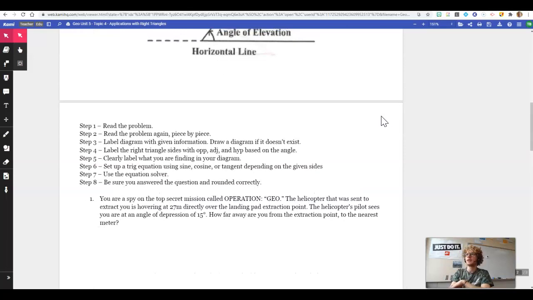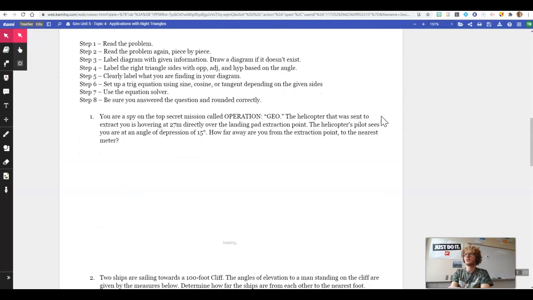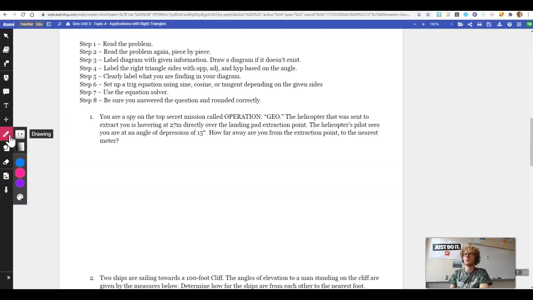We have here some steps for how to do these problems. Step one is to read the problem. Take a moment, read the problem, then read the problem again piece by piece. As you're doing this, you want to either label the given diagram or draw your own diagram if it doesn't exist. So let's do that.